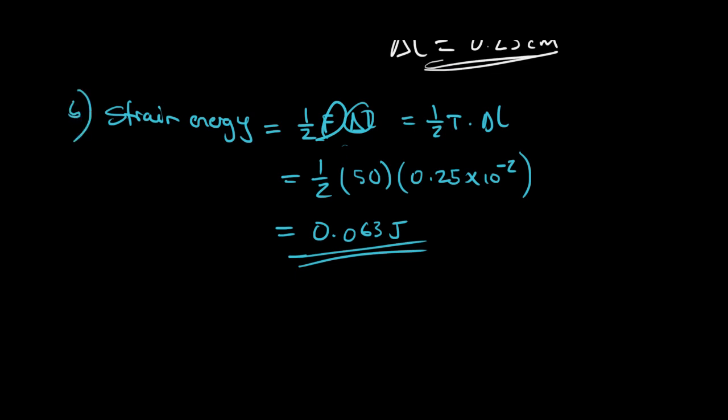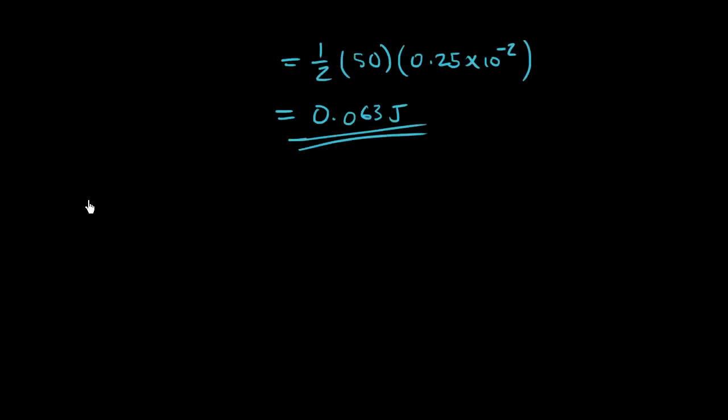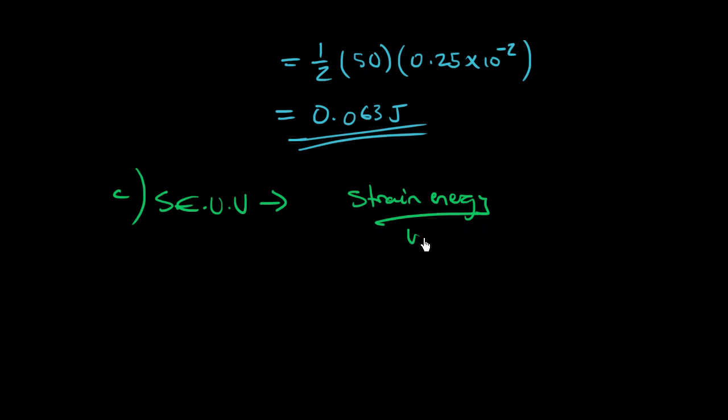And finally, they ask us for, let me just label this B, and now let's do C. That color is not very visible, so let's choose something else. Strain energy per unit volume, just notation I invented right now. And the formula for that was the strain energy itself divided by the volume. We just calculated the strain energy up here, so we just need the volume to be able to find this out.